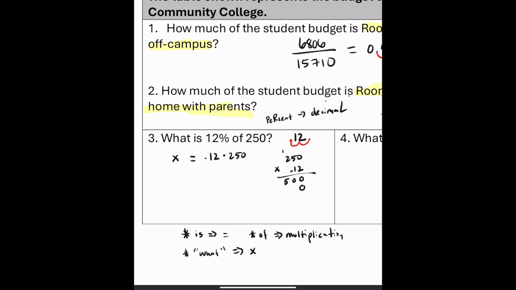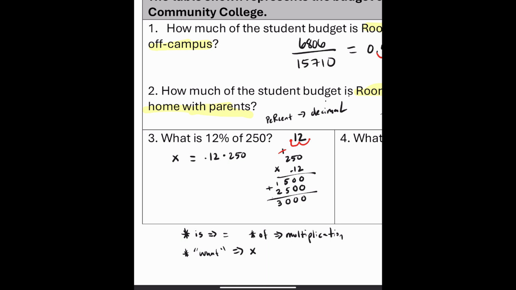So 1 times 0 is 0. 1 times 5 is 5. 1 times 2, but we don't need this 1 anymore because that was carried over when we were multiplying by 2. So it's just 1 times 2, right? That is just 2. And then we add. So 0 plus 0 is 0. 0 plus 0 is 0. 5 plus 5 is 10. We carry the 1. So it's 1 plus 2.